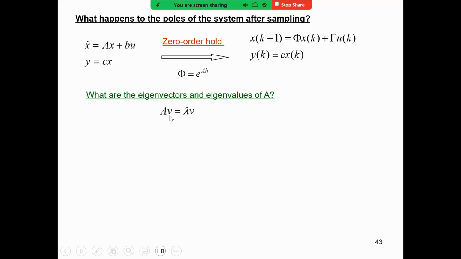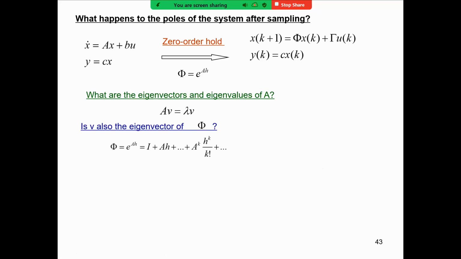The meaning of the eigenvector is the vector which, right after the transformation, will not change its direction, only its scale. Keep that in mind. Now we want to verify if V, the eigenvector of this matrix A, is still an eigenvector of this matrix phi. Then we need some calculation. Let's do the calculation.